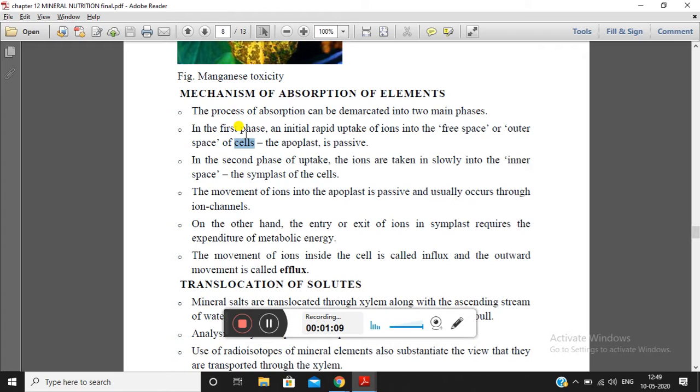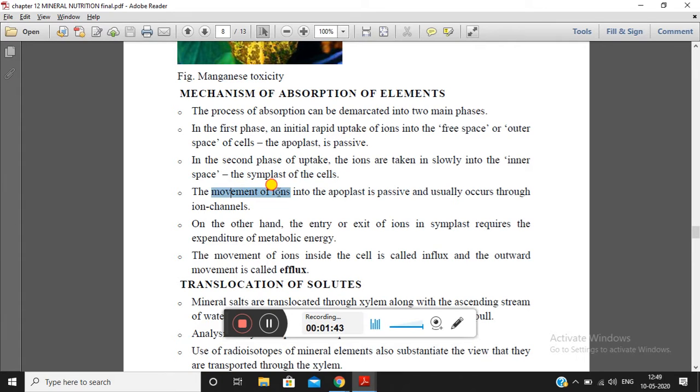This first phase of the absorption of elements is known as apoplast and it is passive in nature. So, no energy is required for the uptake of ions in this phase. In the second phase, the ions are taken slowly into the inner space of the cells, and this process is known as symplast. Now, basically, symplast needs energy, whereas apoplast is passive.